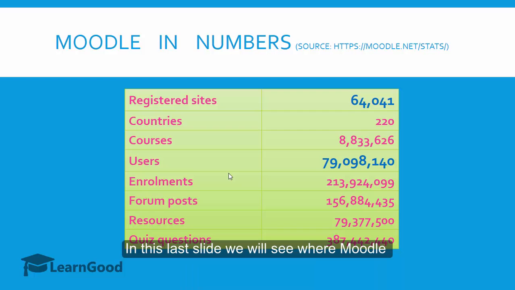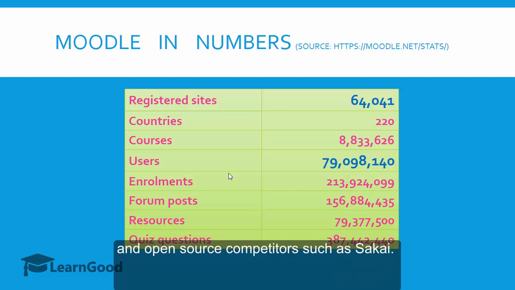In this last slide, we will see where Moodle stands in the world of learning management systems. With close to 80 million registered users from 64,000 registered sites, Moodle is undoubtedly the most used popular LMS in the entire world. And it stands its ground on features and functionality, both amongst commercial off-the-shelf products such as Blackboard, Edmodo, and open source competitors such as Sakai.